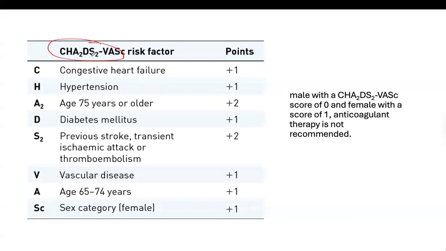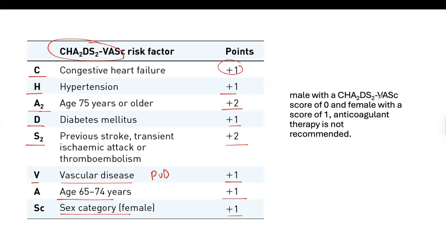I'm sure you learned it in your MCQ class. So the CHA2DS2-VASc score contains: congestive cardiac failure gets 1 point, hypertension 1 point, age above 75 2 points, diabetes 1 point, previous stroke or TIA 2 points, V for vascular disease, like the patient has PVD or any other vascular disease, 1 point, age between 65 and 74, 1 point, and female gets 1 point.